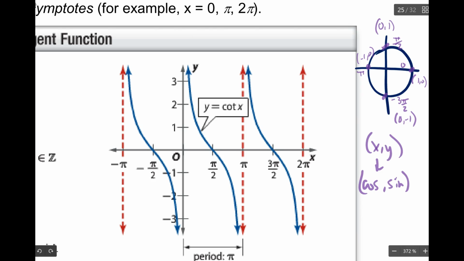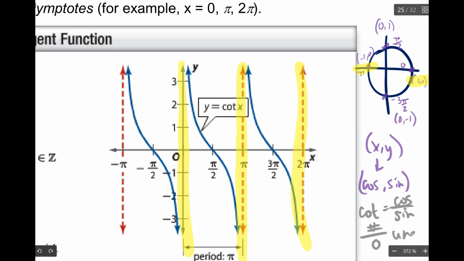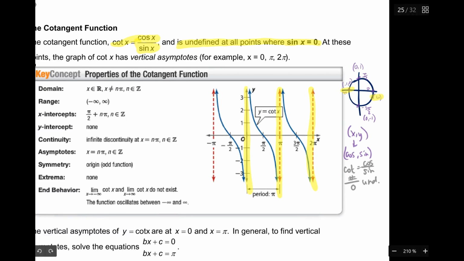So the places where cosine or sine goes to 0, sine goes to 0 at pi, 2 pi, 0, which makes sense because here is pi, 2 pi, 0. These are all where the asymptotes are because that is where sine goes to 0. Because keep in mind, cotangent is cosine over sine. And if sine goes to 0, I have some number over 0, and that is undefined. Thus, we have vertical asymptotes.